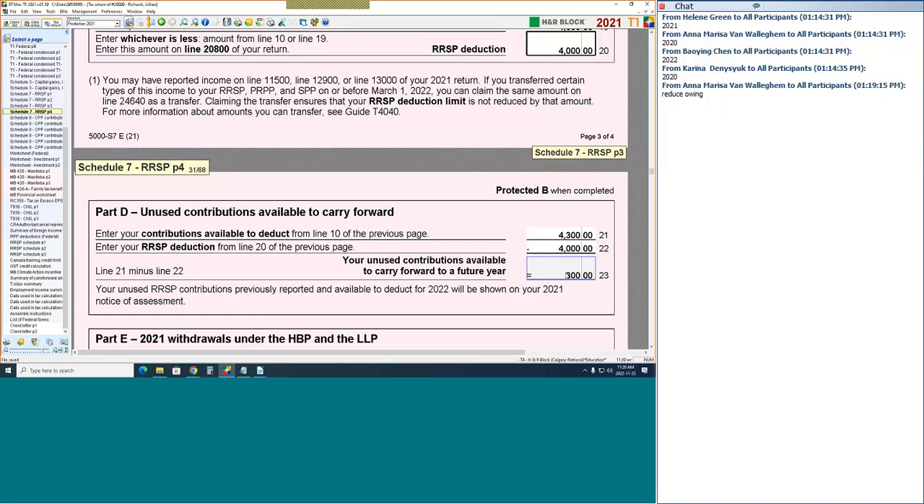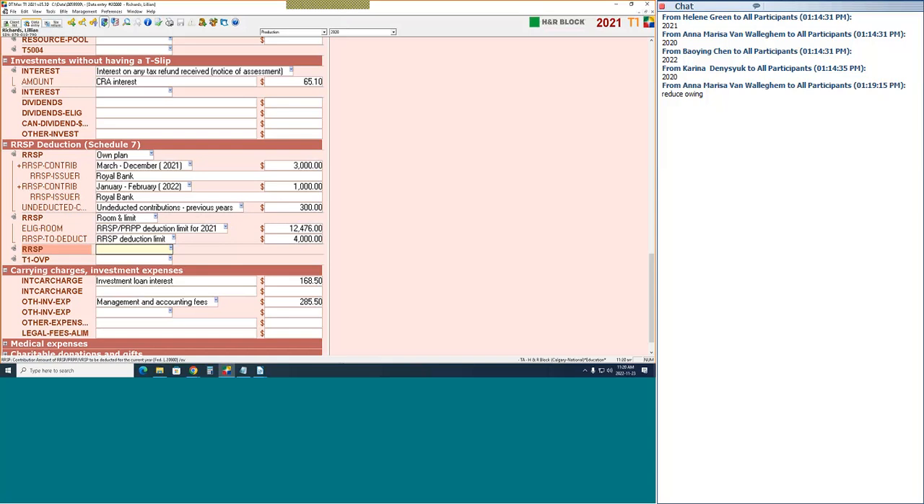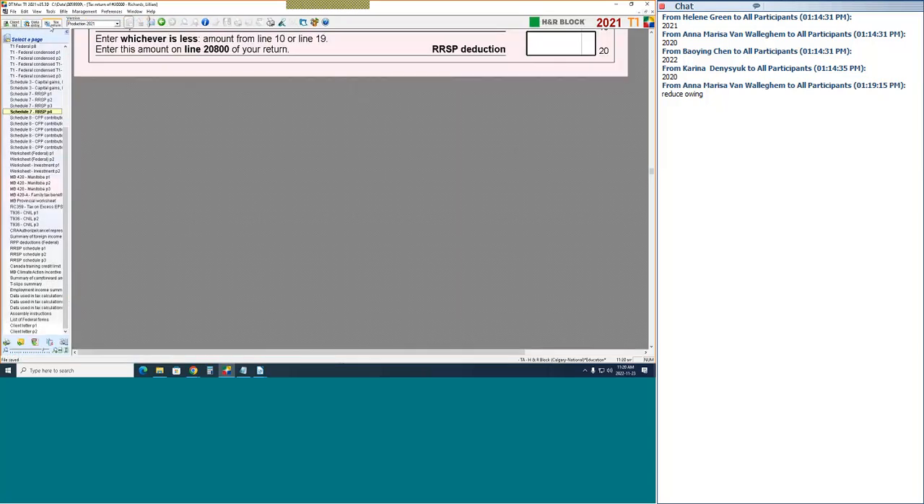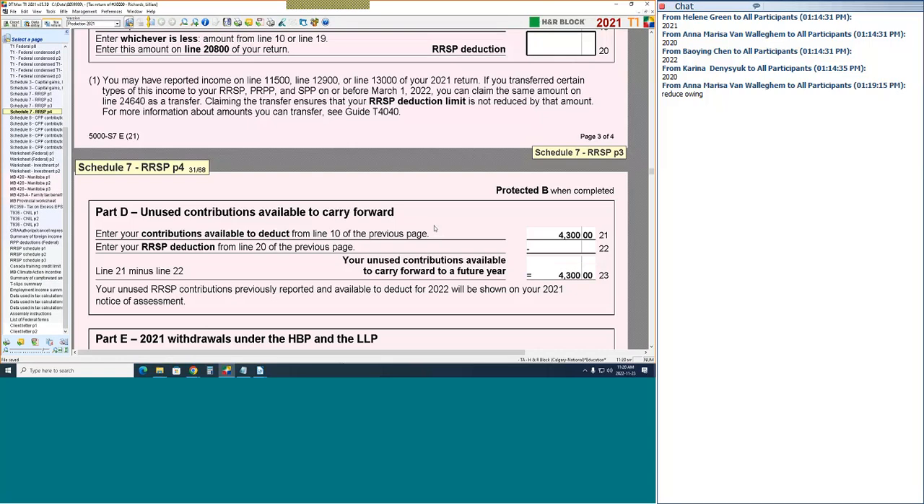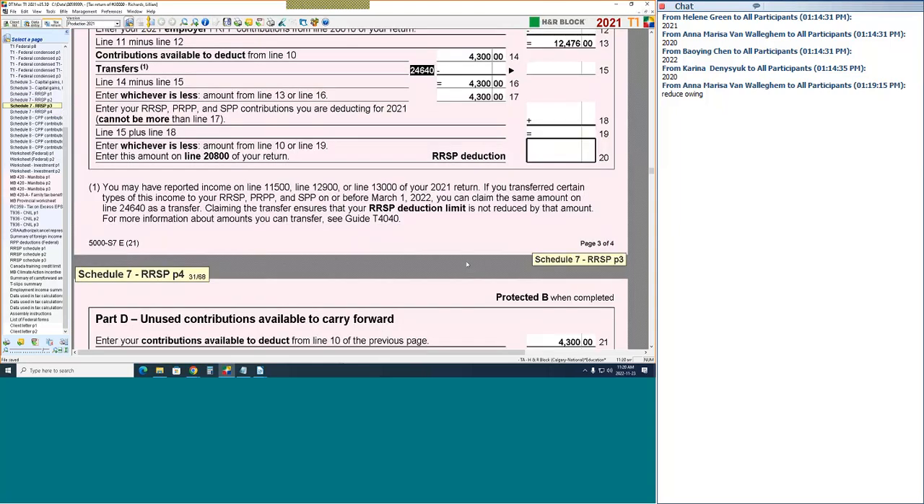So if you have a reason, maybe someone has put a bunch of money into an RSP, but they don't need a deduction this year, and they're going to need a deduction next year, you can do that. And if you want her to deduct zero this year, you can say, deduct zero, save all of it, and it will do that. If I carry forward $4,300 this year, do I have to worry about over contributions?